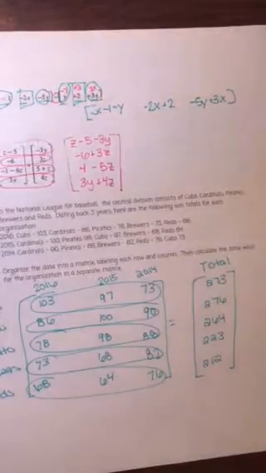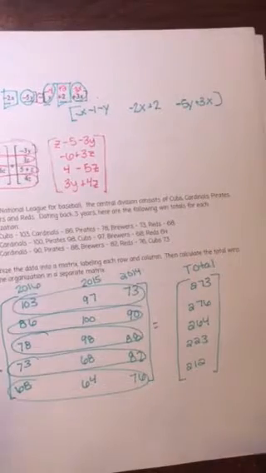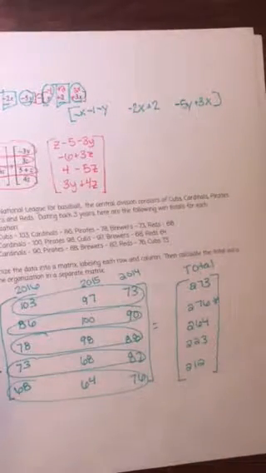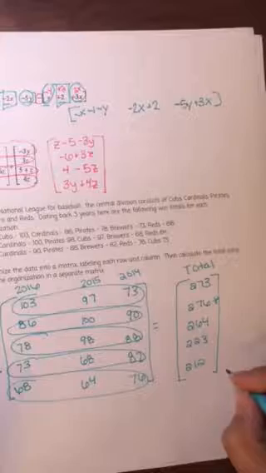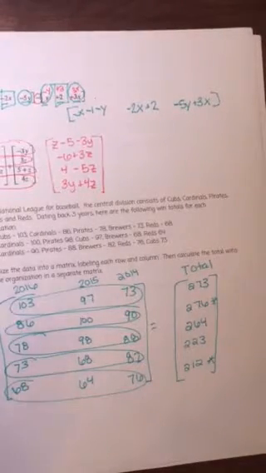Okay, so if the question was asking you what the data was telling you, it would be that overall the Cardinals had the best winning record, and the worst winning record would be the Reds. Okay.